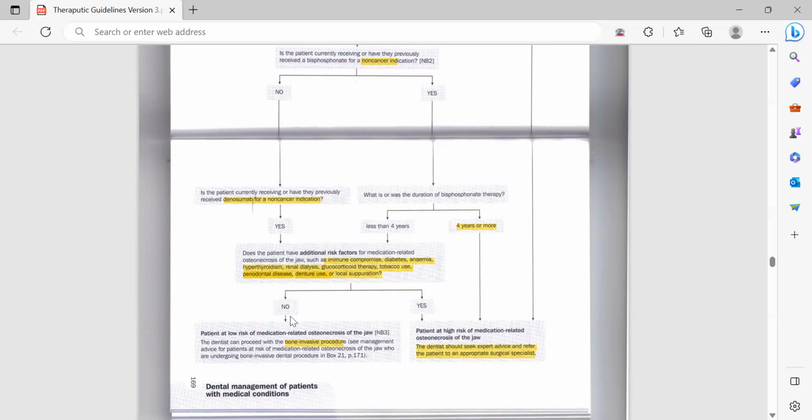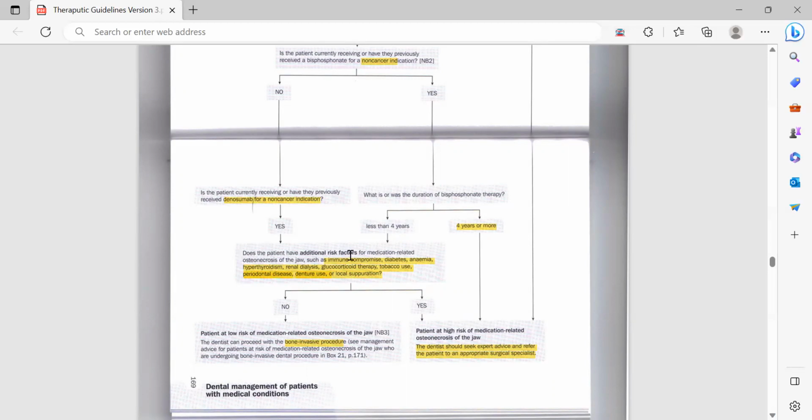Otherwise, if there is no additional risk factor, he has just taken the medication, then he is in the lower risk, and the dentist can proceed with the bone invasive procedure, which are the extraction or whatever your management plan is. You can go ahead, but this is a very, very important line, or the points you need to remember.